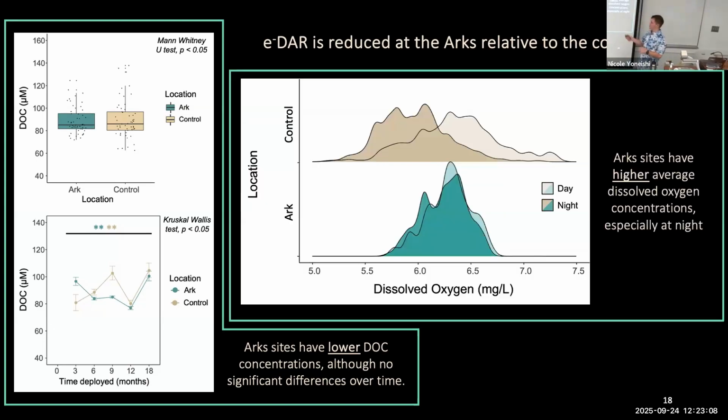But oxygen did have some more cool findings here. This is a density plot, so you're looking at basically the frequency of points, and this is our dissolved oxygen axis. Arcs are here, control sites are up here, and the dark colors are nighttime oxygen, and the light colors are daytime oxygen. The cool thing is that with the arcs, you get this really strong peak during the day and at night with dissolved oxygen, so it's staying pretty high all the time. Whereas you start to see this day-night shift in dissolved oxygen at the control sites.